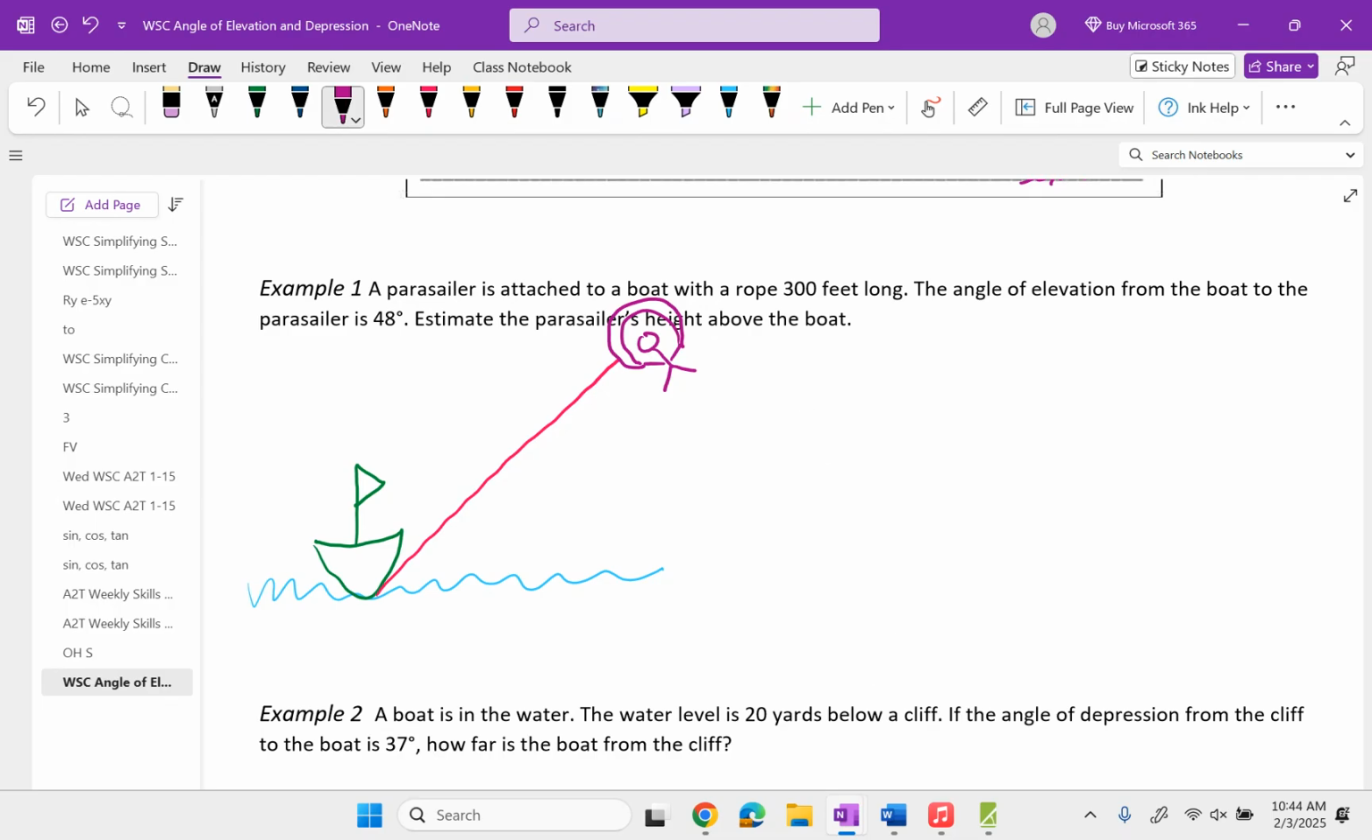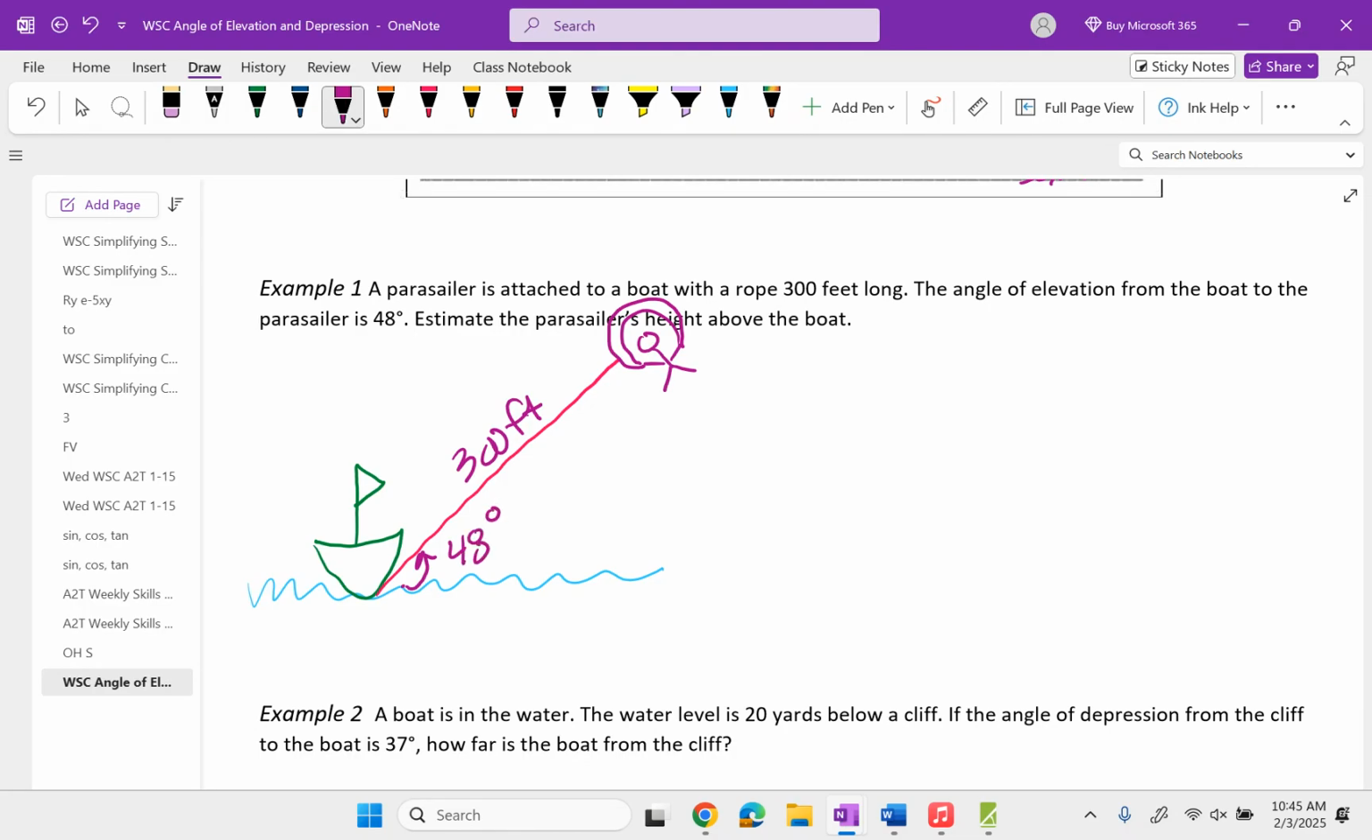And then, I always label my picture. The rope is 300 feet long. So this is 300 feet. The angle of elevation from the boat to the parasailer. So from boat to parasailer, this is the horizontal on the wavy line, right? And then to the parasailer is 48 degrees.